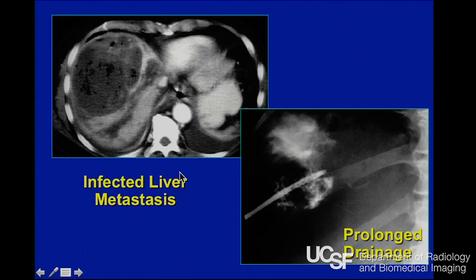Beware of infected liver metastases, because sometimes it looks like it's going to be a liver abscess, but in reality, if you look back on scans, there was actually a liver mass there, and an infected metastasis oftentimes is not going to heal with tube drainage, so be prepared, if you're going to be putting in that tube, that the tube might be for the patient's lifetime.